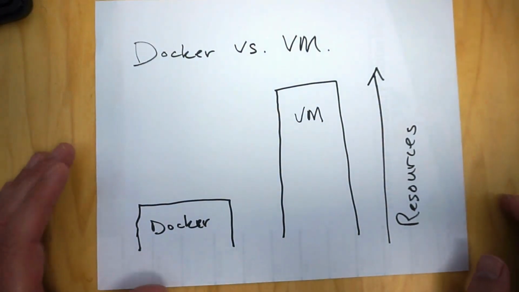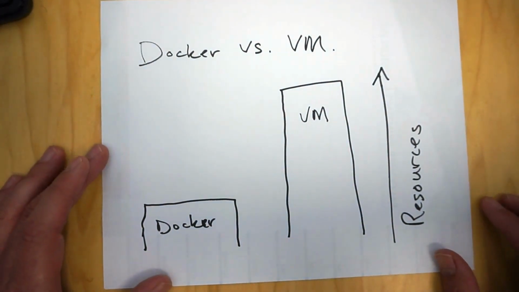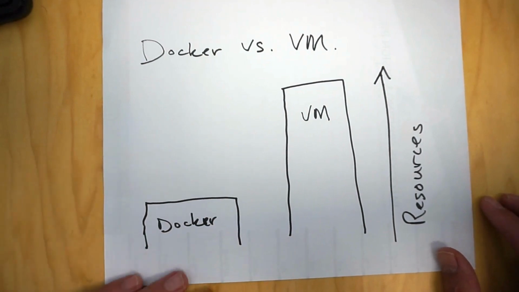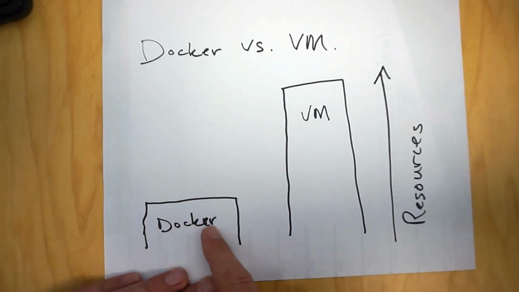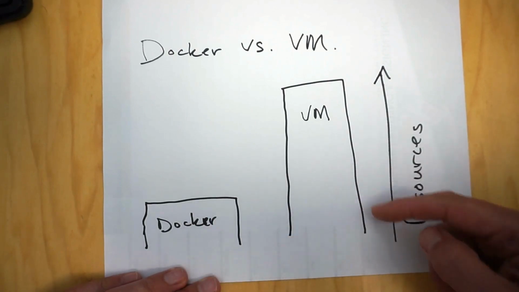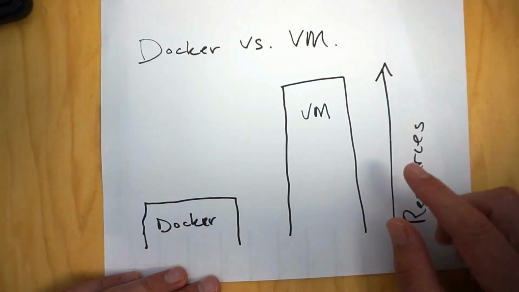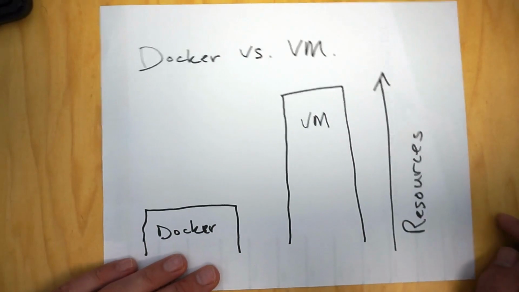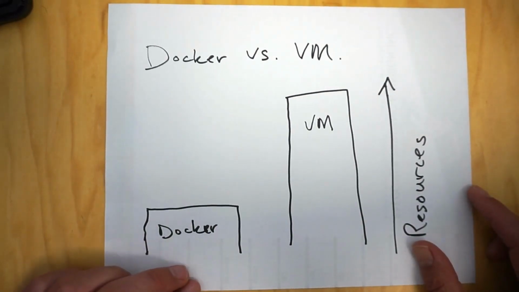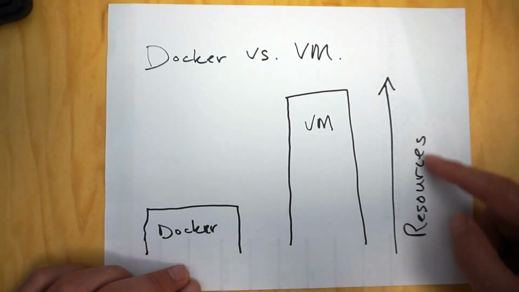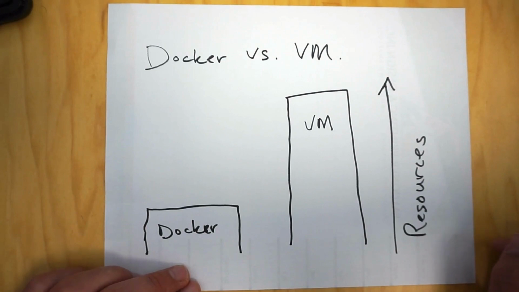Next we have Docker versus a virtual machine. With Docker, you only install the things you need to run that app. Whereas with a virtual machine, you install a whole operating system to run just one app, or as many apps as you do, but it uses a lot fewer resources to run a Docker.